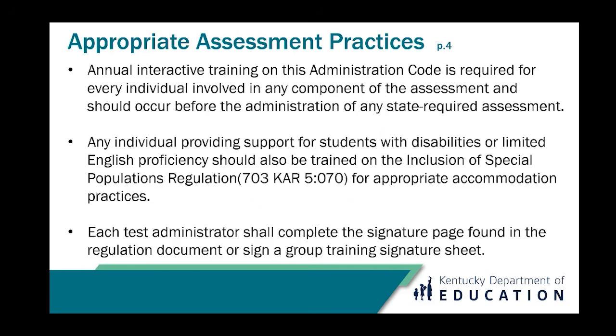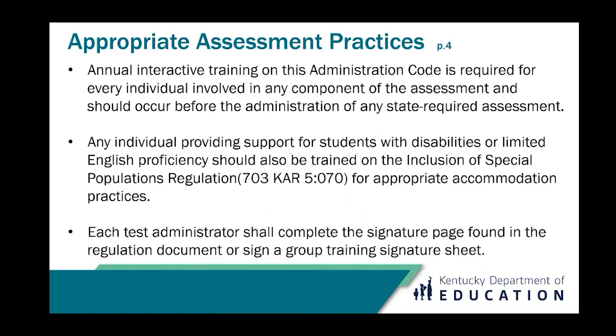The Kentucky Department of Education, or KDE, is required to have an accountability system that is inclusive of all students and shall hold schools and school districts accountable for the performance of all students. Anyone with the potential to be involved with any component of the state-required testing must be trained on the Administration Code regulation before beginning the work. This could include, but is not limited to, principals, off-grade teachers, substitutes, accommodation providers, library media specialists, etc.